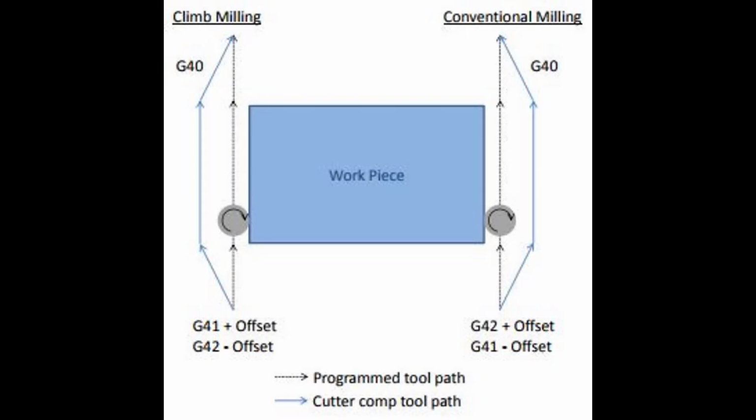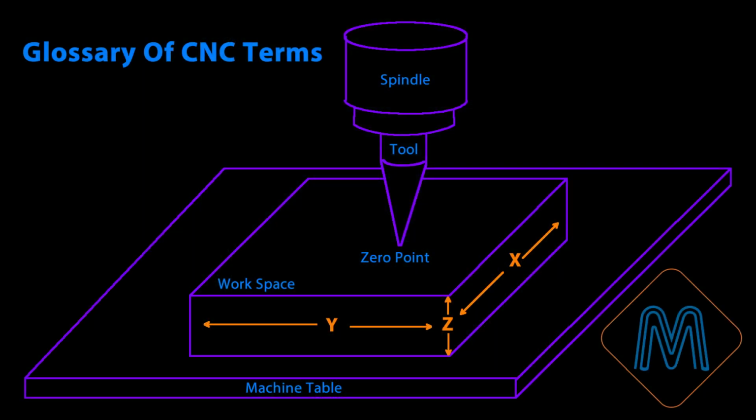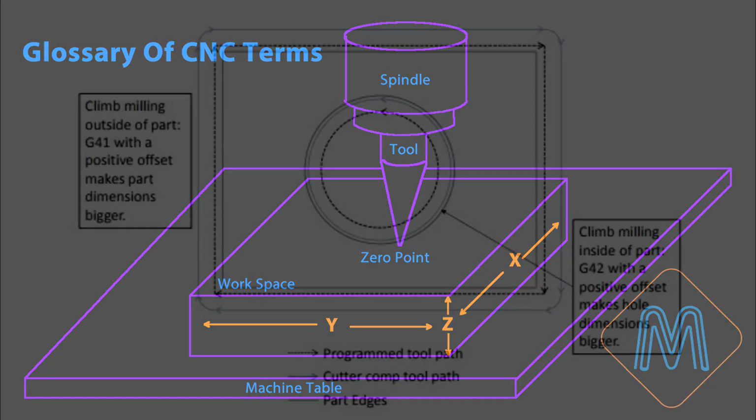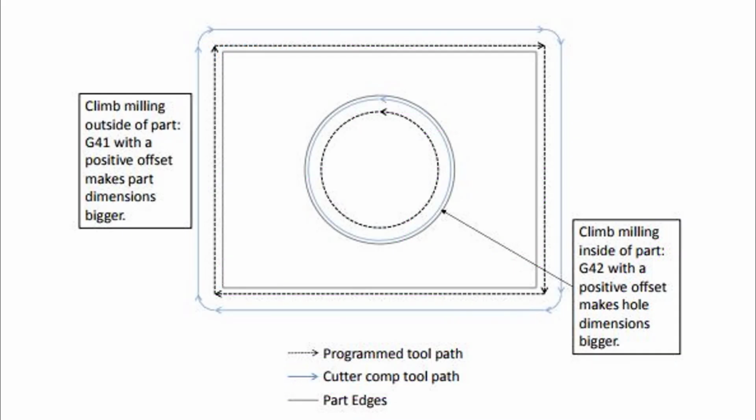Cutter compensation only works on the two in-plane axes. So for example, with G17, the XY plane, the X and Y are affected by the cutter comp. G18 is ZX, and G19 will do Y and Z.